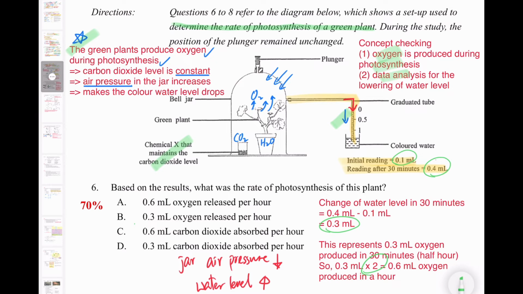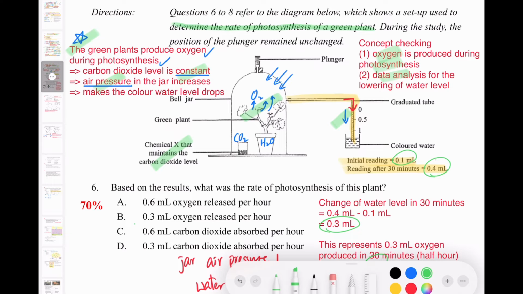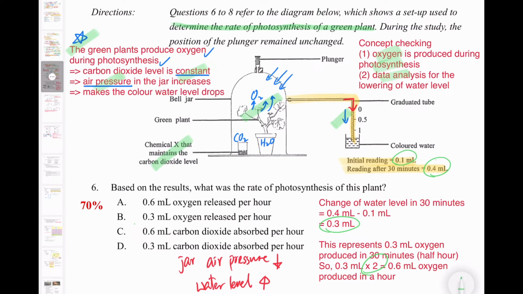And because the CO2 level is constant in the jar, and the plant can produce oxygen in the jar, that's why there will be more and more air in the jar. So that's why the air pressure in the jar will increase, and then the water level will be pressed downwards. So that's why we get the data that the water level will drop.